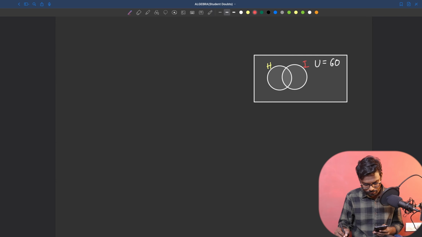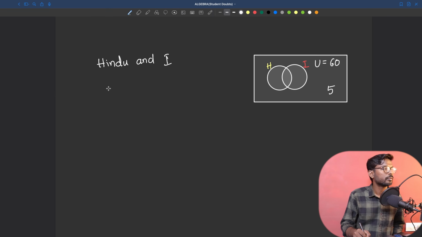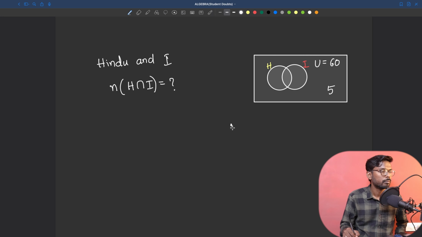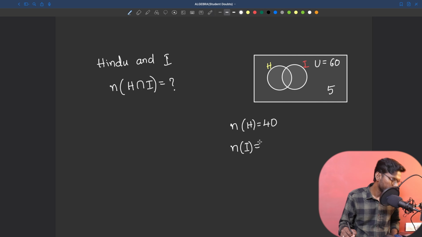Okay, so 40 read Hindu, 45 Indian Express, and 5 read none of them, none of the two papers. So 5 will be outside of Hindu and Indian Express newspaper. So for that we can write n of H intersection I, the number of people who read Hindu and Indian Express. So this is what they are asking. Here it is given that the number of people who read Hindu is 40, and the number of people who read Indian Express is 45.